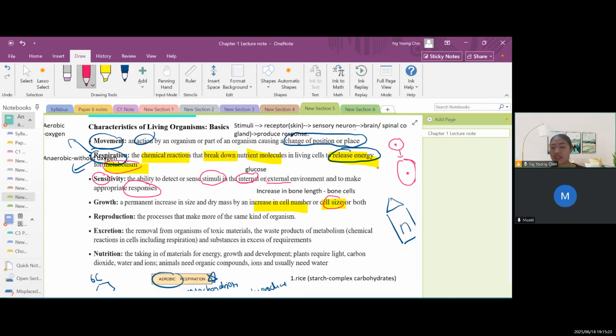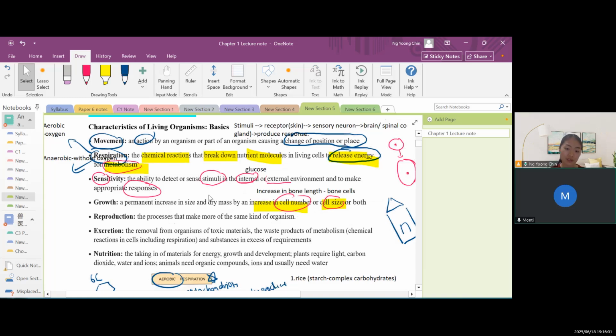Secondly, your cells are also able to increase in their number. You are getting more and more cells, maybe from about 100 cells, now it becomes 1,000 cells, 2,000 cells. Can you imagine that? So this increase in cell number and cell size will cause an increase in your body size. The size refers to your whole body size, and increases your dry mass. The dry mass refers to your weight.